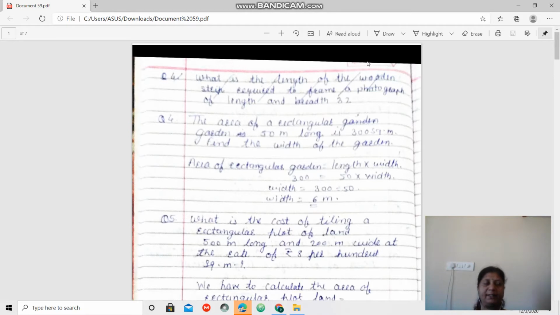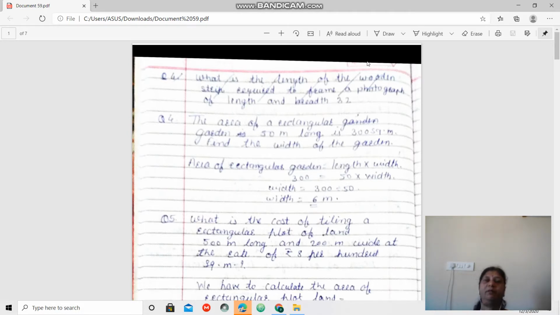We are doing exercise 10.3. Before starting the exercise, I will take a fast recap. In this chapter, we study the perimeter. The first topic is perimeter. The sum of all sides is the perimeter.